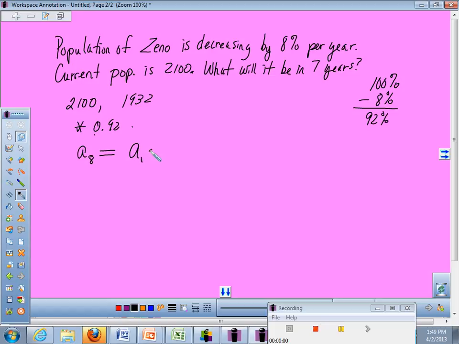This is 2100 is where we're working from. Okay, so, what's first term? 2,100 times a ratio of 92% that we're keeping, and my power would be 8 minus 1, or the 7th power. And this is pretty shocking. So after 7 more years, they're down to 1,171 people. That's a lot of people. That's a lot of people to lose in a few years.